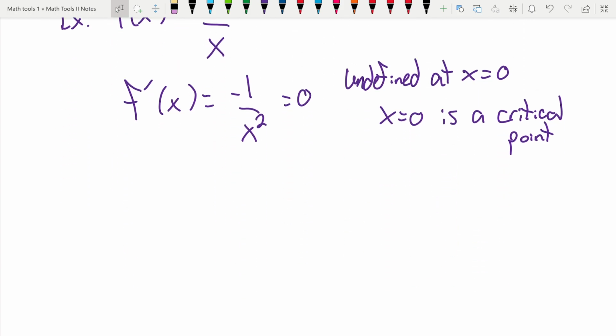Okay, so we'll look at some more examples here. And this is where your algebra skills could really come in handy, because you could end up having to do lots of algebra for these.